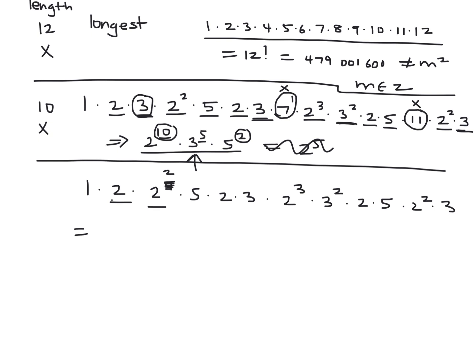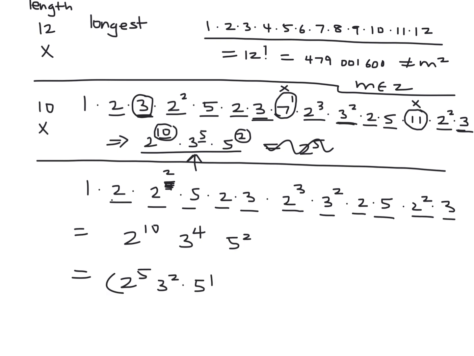Okay, so 1, 2, 3, 4, 5, 6, 7, 8, 9, 10. So this is 2 to the power 10. And then 5 to the power of 2, and then 3 to the power of 4. There we go. So this is indeed a perfect square, because it's essentially 2 to the power 5, 3 to the power 2, 5 to the power of 1, all squared. So there we go. And this was 1, 2, 4, 5, 6, 8, 9, 10, 12. So 1, 2, 3, 4, 5, 6, 7, 8, 9. The length is basically 9 terms. Yeah, so I think that's it.